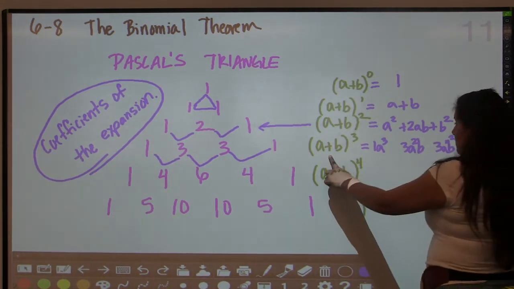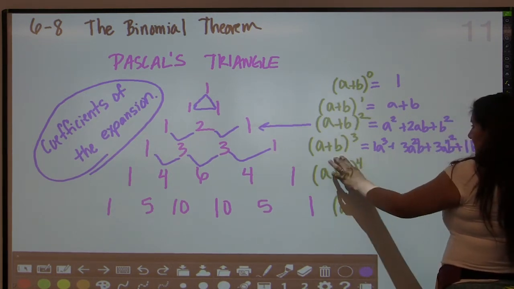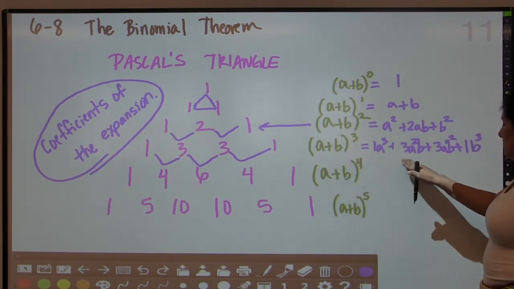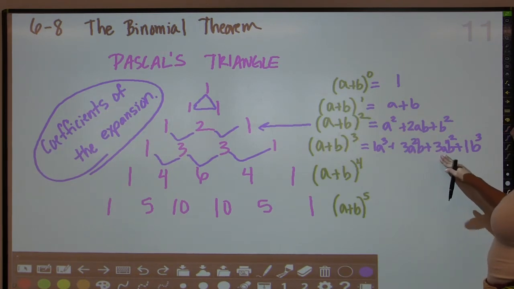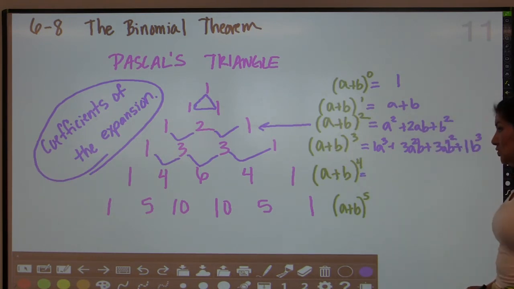And because it's a plus, these will all be pluses. So the expansion of a plus b cubed is going to be a cubed plus 3a squared b plus 3ab squared plus b cubed. Awesome. And we'll do the same thing for a plus b to the 4th. I'll do it again so you can see.